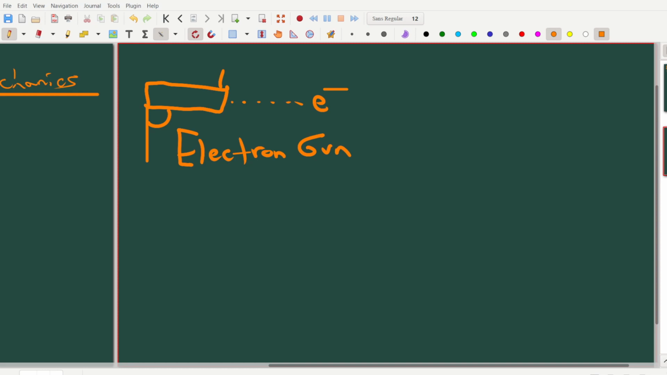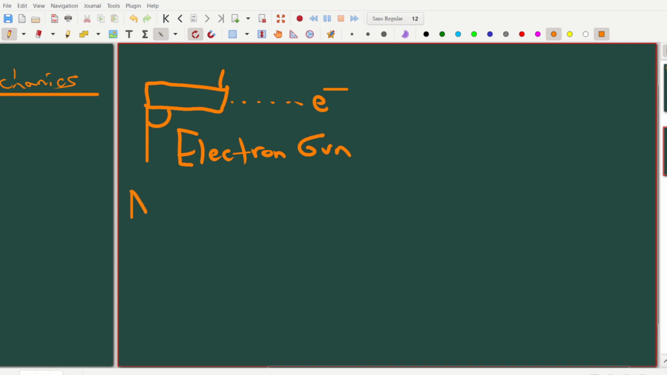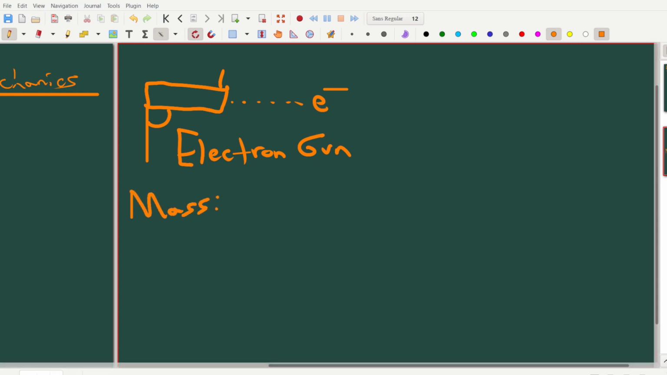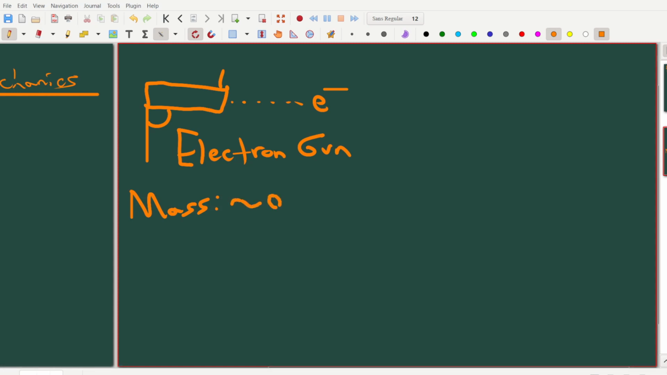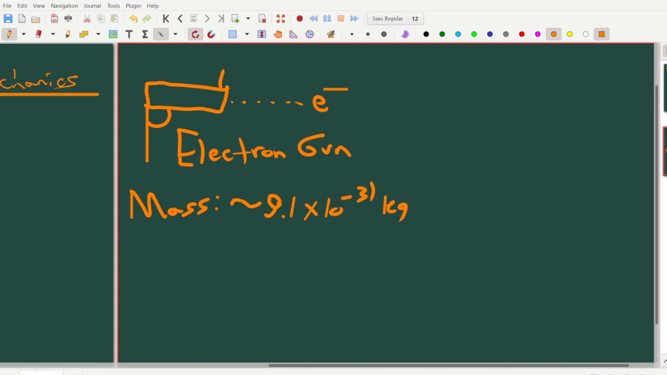And we should talk a little bit about the properties of electrons. The first one that is maybe relevant, but probably not relevant, as we'll see, is the mass. You probably don't know what the mass is, but you'll probably memorize it by the end of the semester. It's about 9.1 times 10 to the minus 31 kilograms. That's a really, really tiny particle.